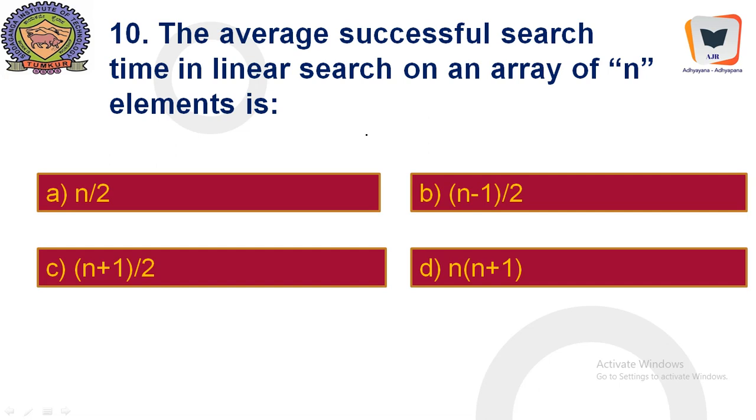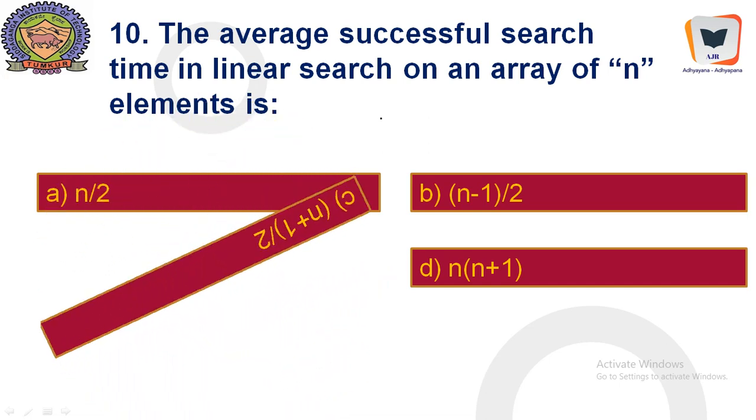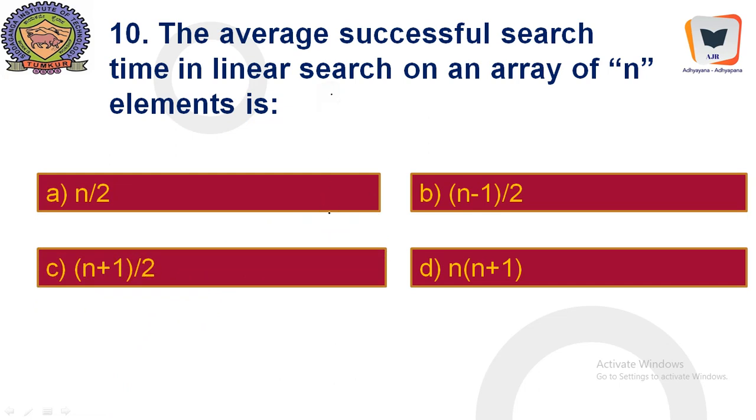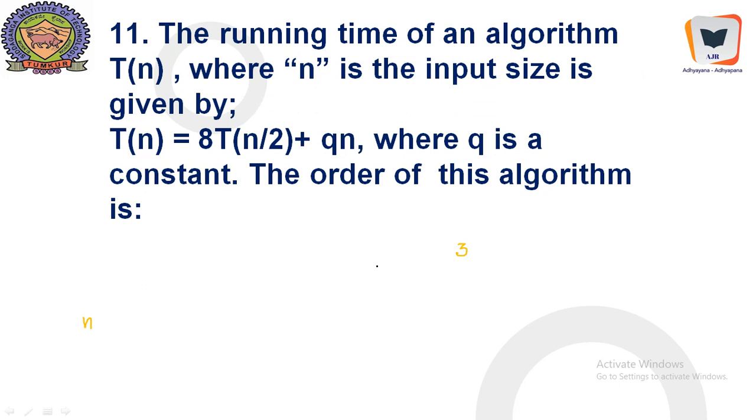So if you do some mathematics using probability theory, you will find that the average number of comparisons in linear search for a successful search, of course the key being found in any position, is n plus 1 divided by 2. This you need to remember. Of course it can be proved, but it involves probability theory.